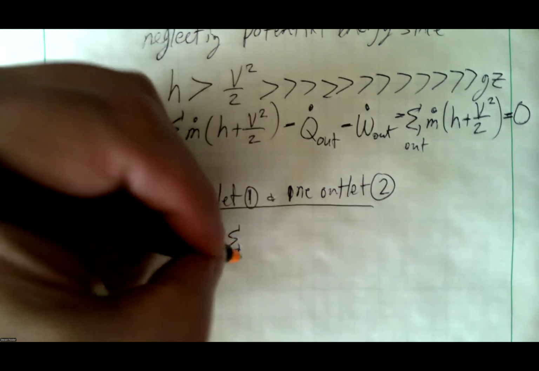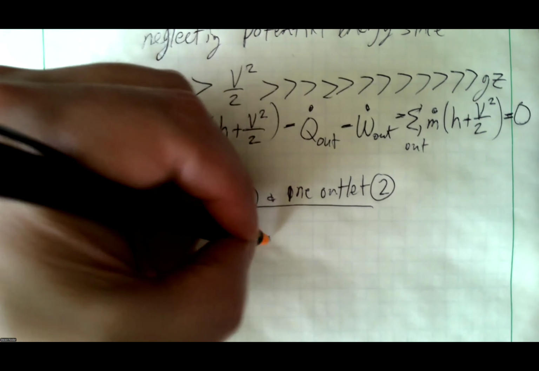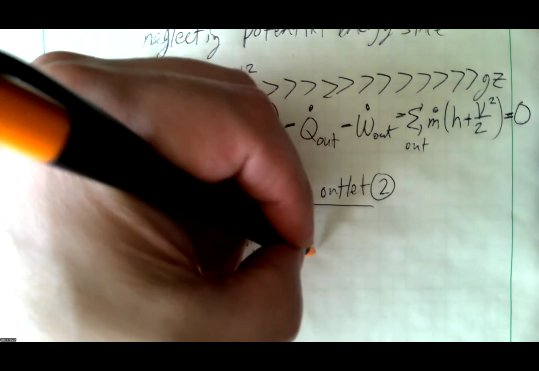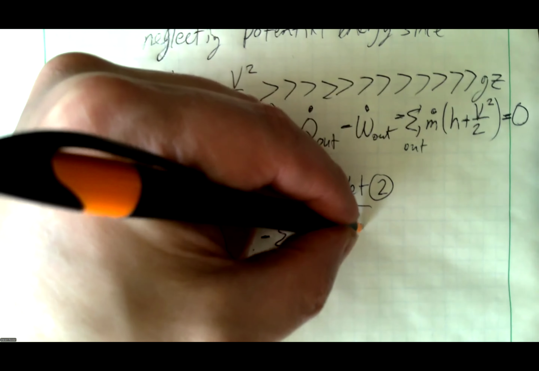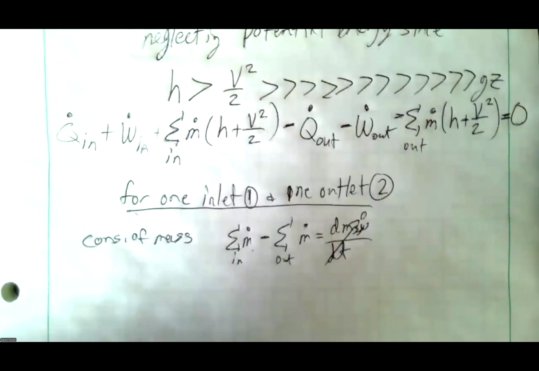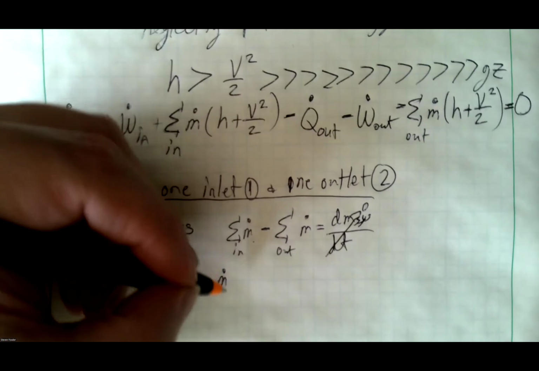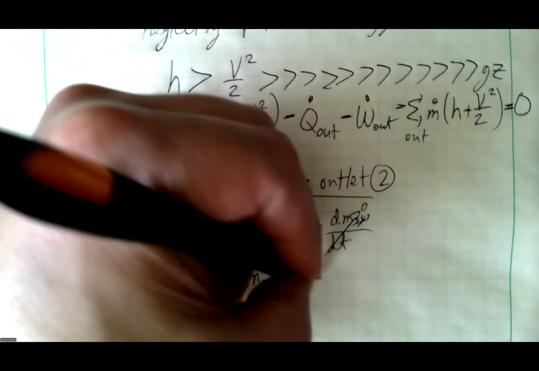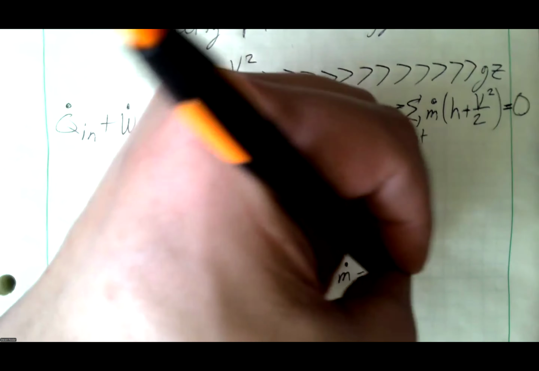Conservation of mass says, of course, if I add up across all the inlets the m dot, subtract across all of the outlets the m dot, that's in minus out, and that's equal to the change dm of the system dt with respect to time. If it's steady flow, that's going to 0. And if I've got one inlet and one outlet, this becomes m dot 1 minus m dot 2 is equal to 0, which just means that m dot 1 is equal to m dot 2.